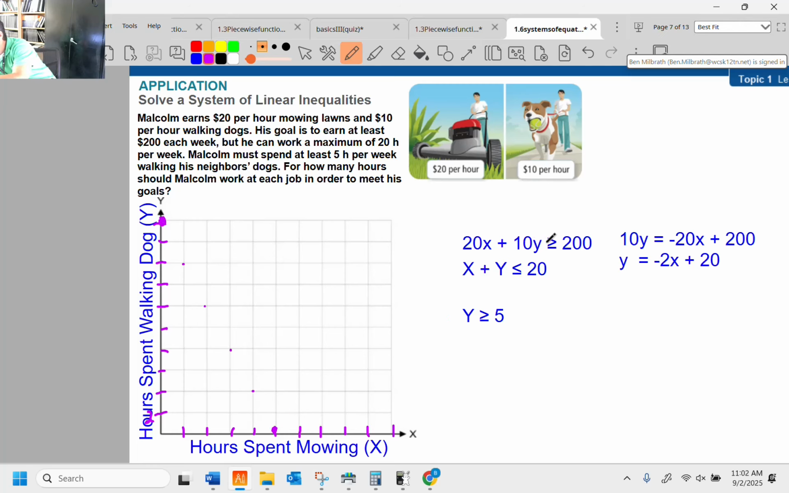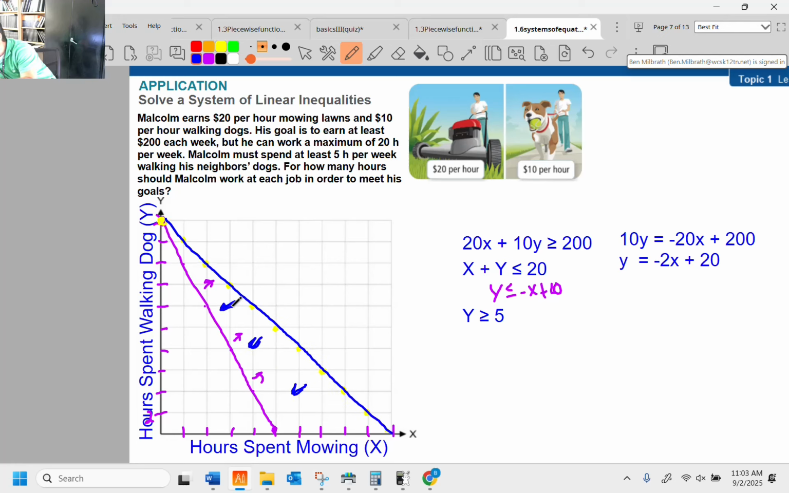Now, the original inequality symbol was greater than or equal to. So this is saying shade that way. I'll get the colors out in a second. x plus y is less than or equal to 20. If we solve that for y, that's y is less than or equal to negative x plus 20. Starts in the same spot, but it only falls 1 and runs 1. And it's a less than or equal to, so it's going to be telling you to shade below.